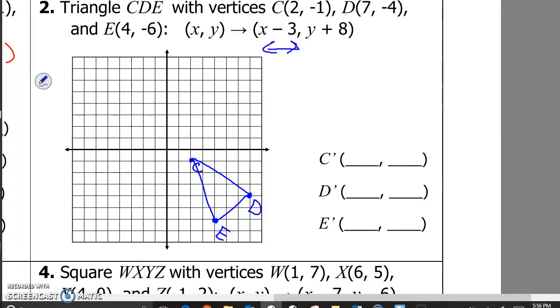Okay, and the translation we are doing is horizontally, we're going back 3, and then we're going up 8. So from C, we're going this way horizontally, so negative 3, 1, 2, 3, and then up 8. 1, 2, 3, 4, 5, 6, 7, 8. So that should be the location of point C. And then E, we go back 1, 2, 3, up 1, 2, 3, 4, 5, 6, 7, 8. And then D, we go back 1, 2, 3, up 1, 2, 3, 4, 5, 6, 7, 8.